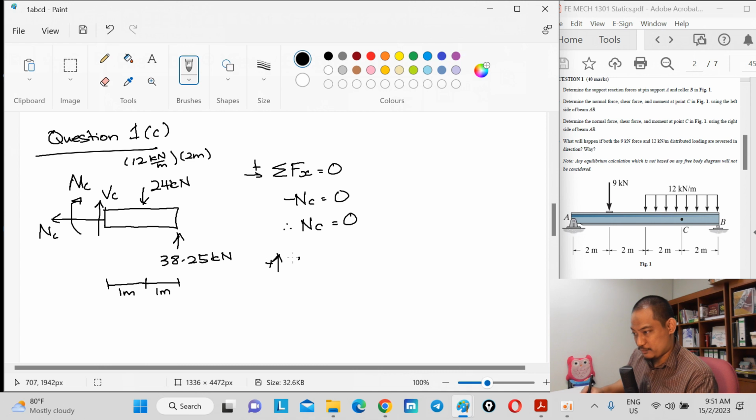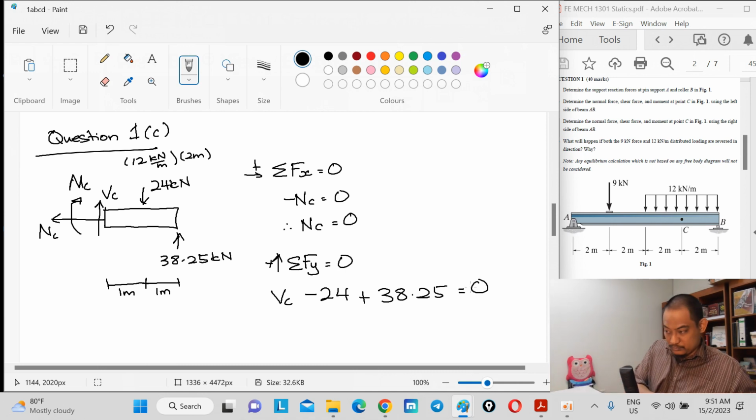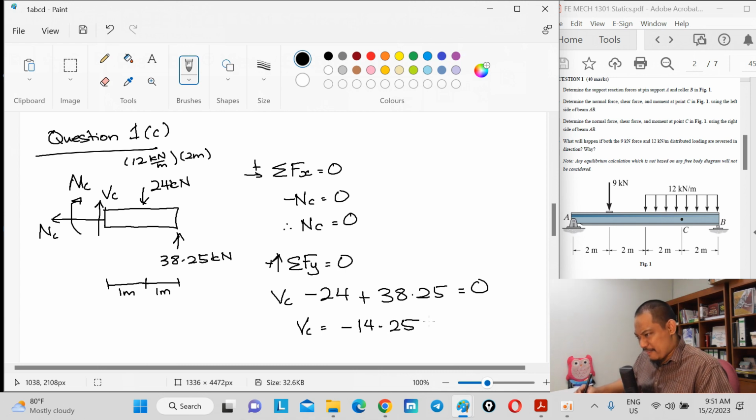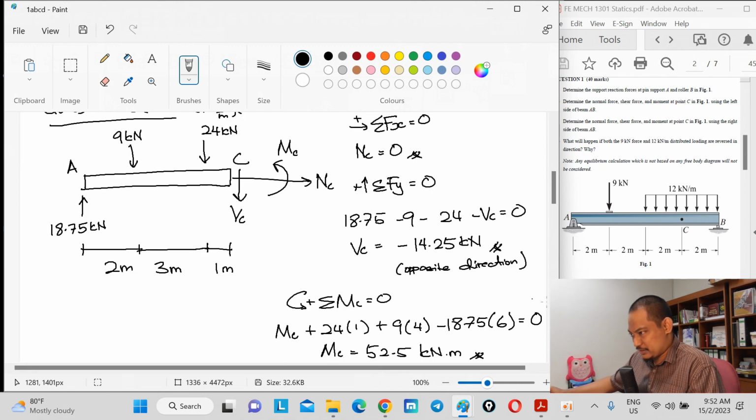Next, taking positive upward, summation of Fy equal to 0. So you have VC, minus 24 plus 38.25 equal to 0. So you get VC equal to negative 14.25 kilonewton. Just double check, because you understand already the concept that the answer should be the same as above. So NC is 0, VC is negative 14.25.